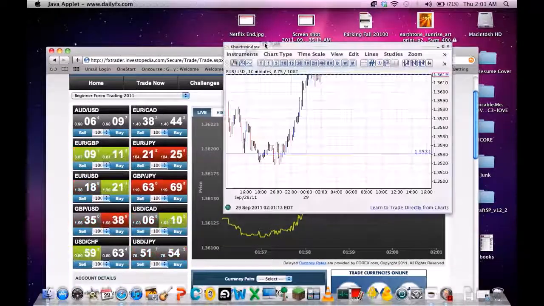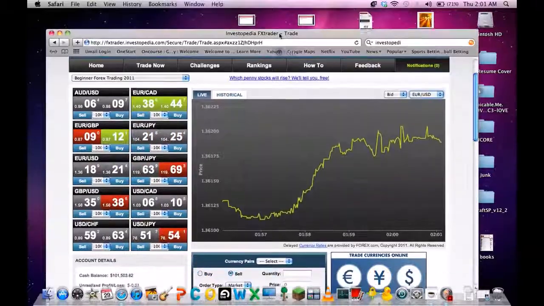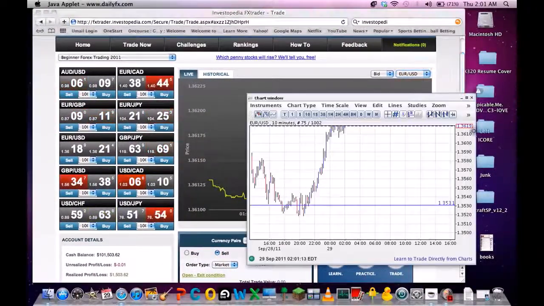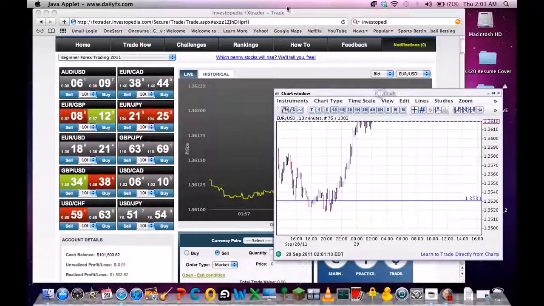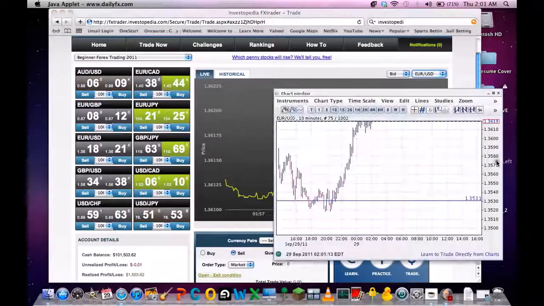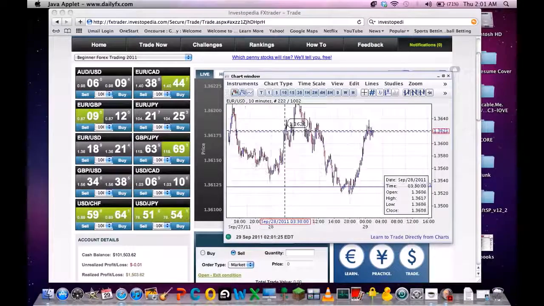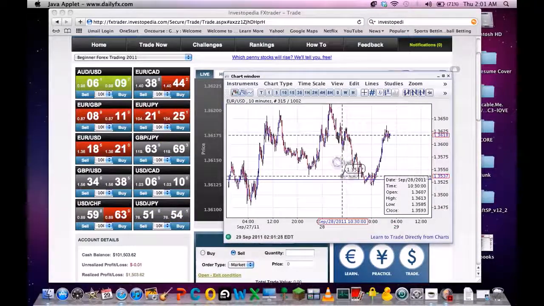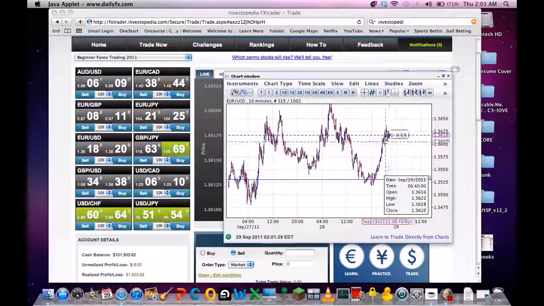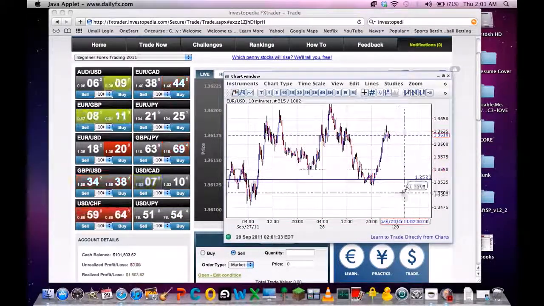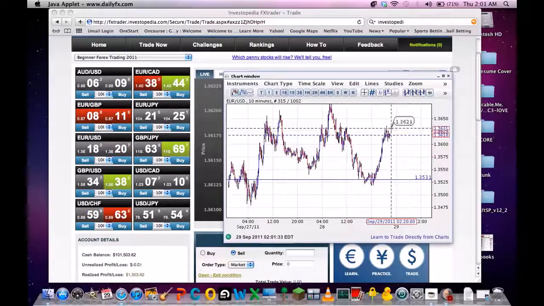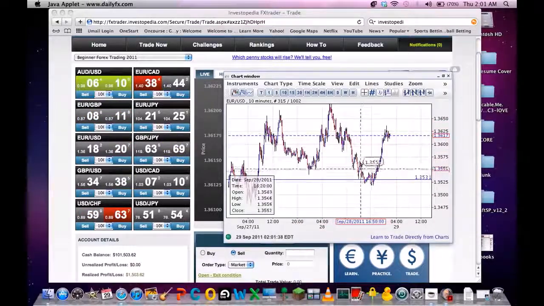So let's open up a better chart here that's from dailyforex.com. You can get this for free as well. So let's look at euro to the US dollar. That's the most commonly traded pair. So here's a pretty simple trend that's going on. It's clearly going up and down, up and down, up and down. So when it's going up, the euro is appreciating against the dollar, and then when it's coming down, the euro is depreciating against the dollar.